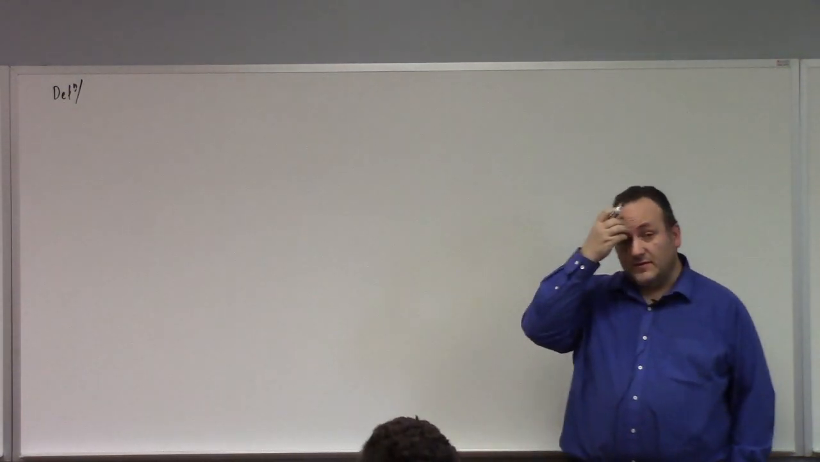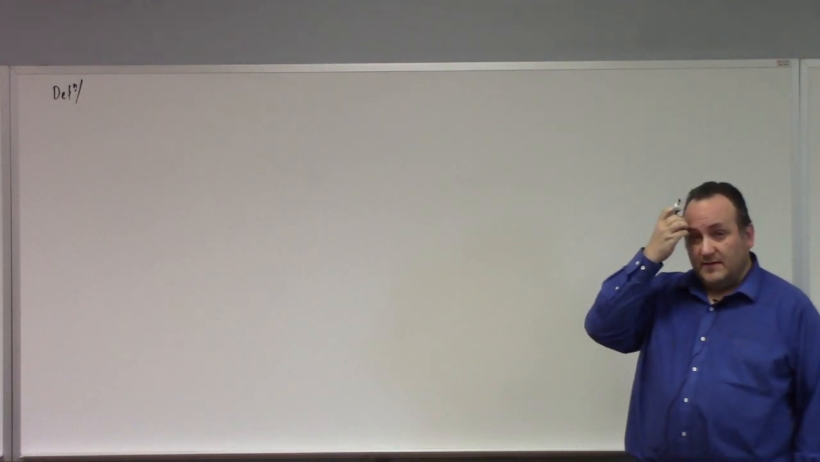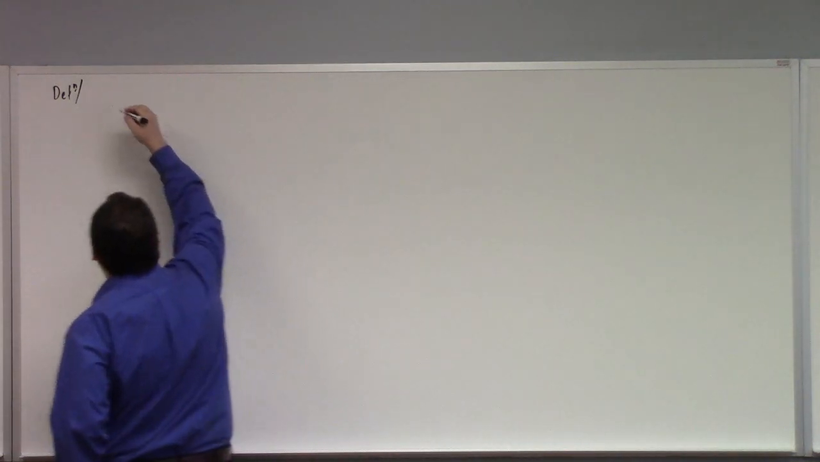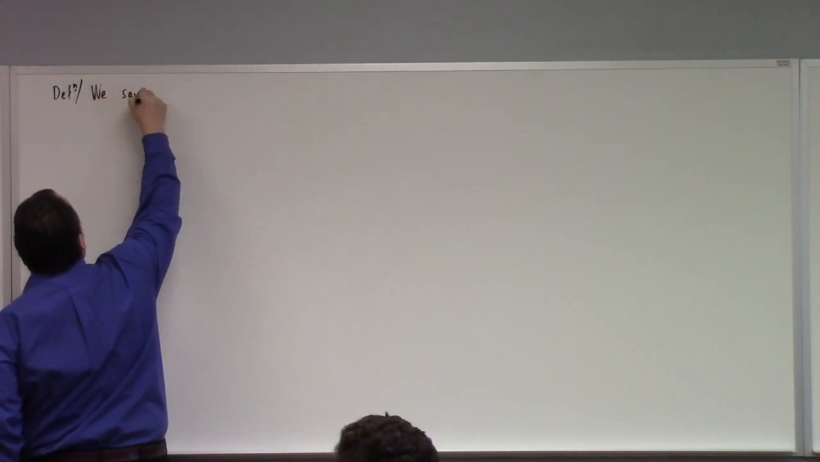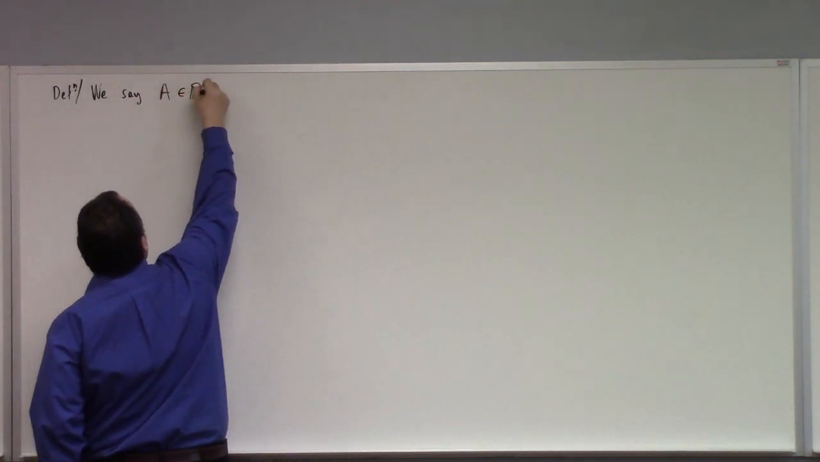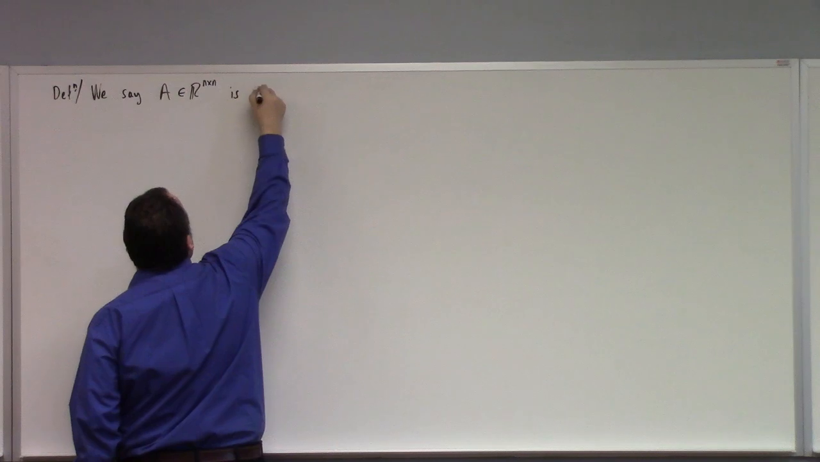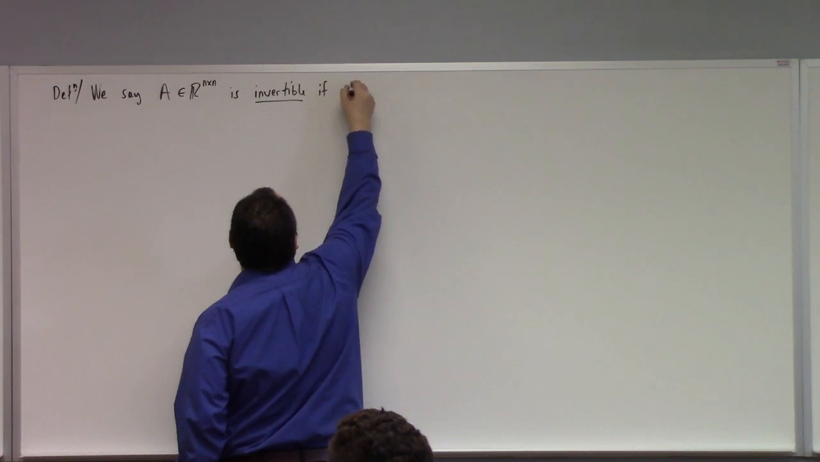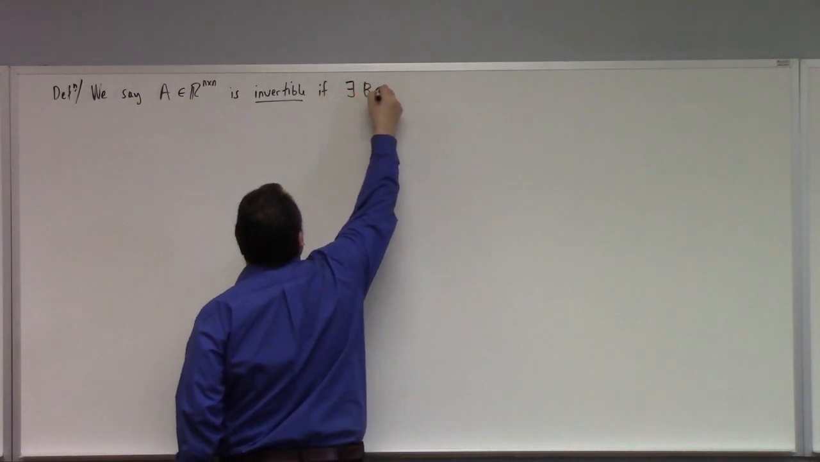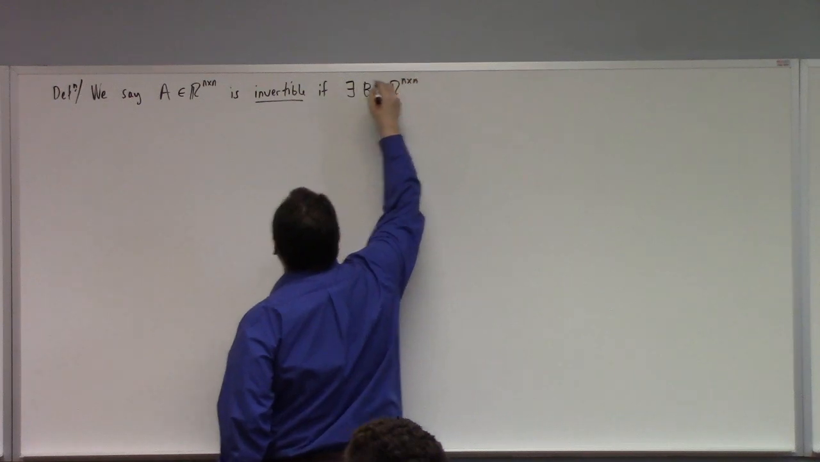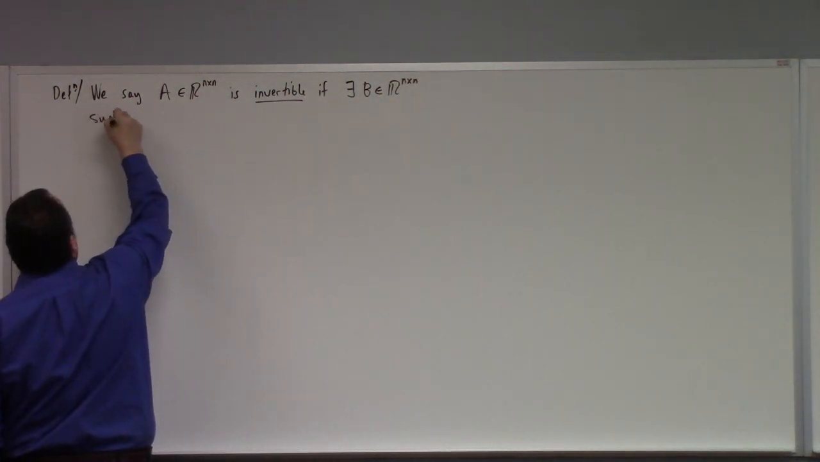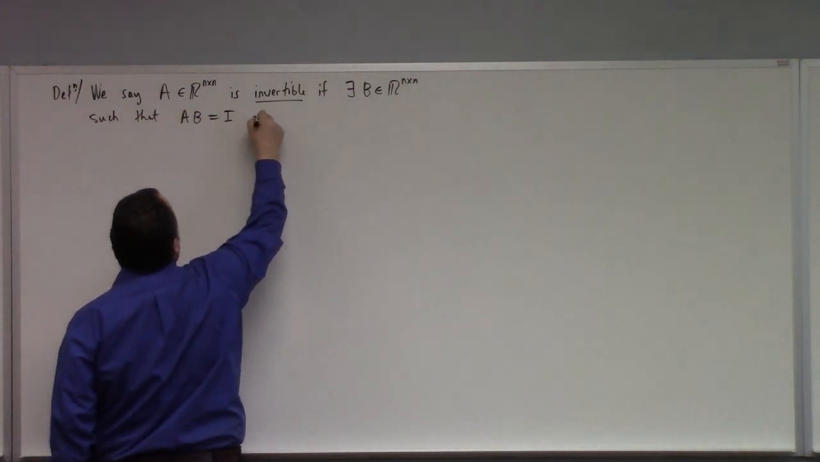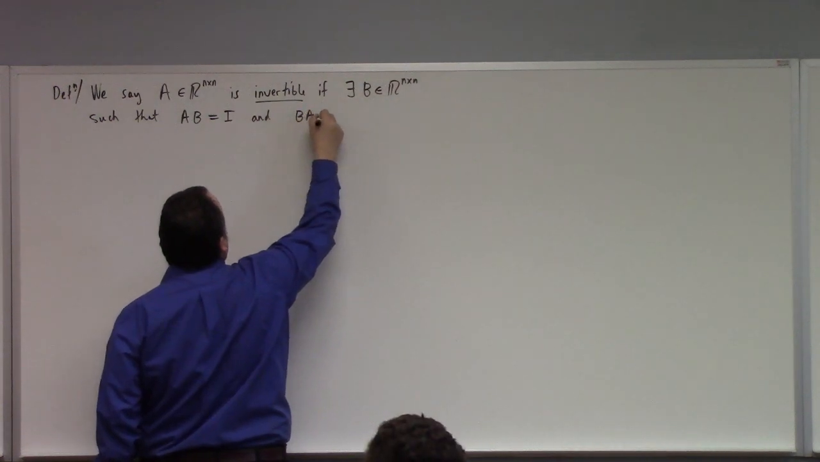The other thing that's a little bit weird is you can have a non-zero matrix, and it doesn't have to have an inverse. So what's an inverse matrix? We say A in R^(n by n) is invertible if there exists B in R^(n by n) such that AB is equal to I and BA is equal to I.